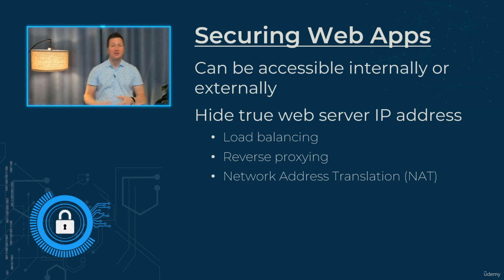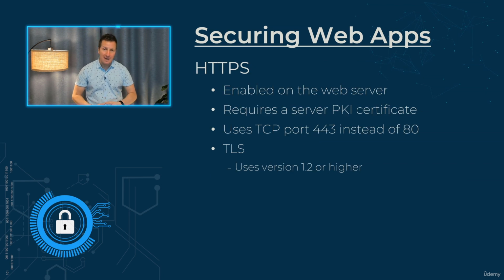stuff you just can't do with network address translation. In order to secure a web app, you absolutely must be running HTTPS. So you must be running encrypted communications to and from your web application. Now, how do we do that? Well, we enable this on the web server. And what we do is we have a PKI certificate issued to that server, and that PKI certificate is used to enable an HTTPS binding, as it's called.